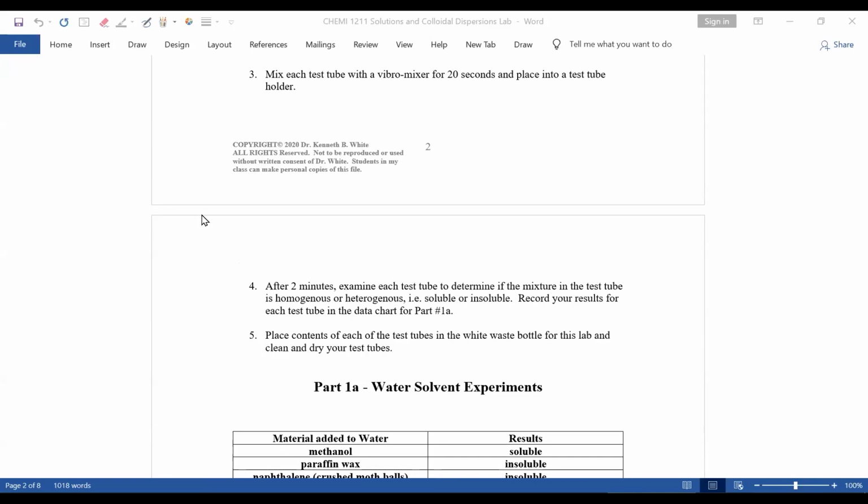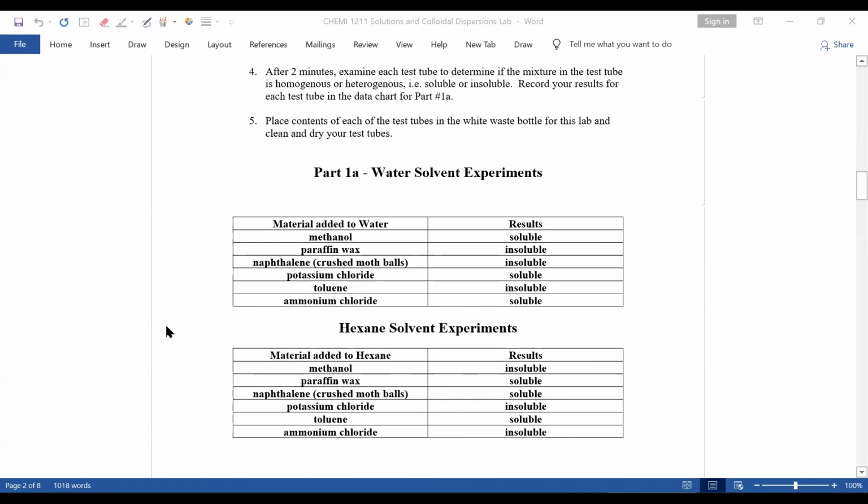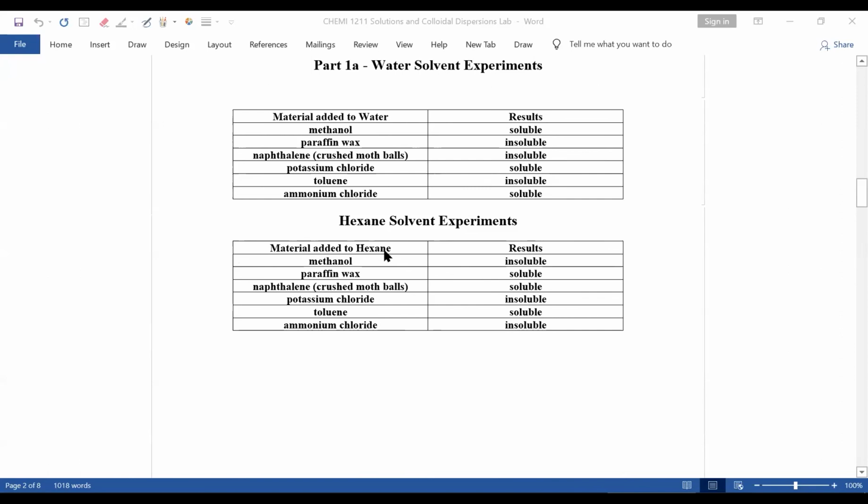Since we're online, you're not in the lab, oh, look, you did it already. And notice when you add the methanol to water, it's soluble. Paraffin wax is insoluble, and you can look at the rest on your own. In hexane, when you add methanol to hexane, now it's insoluble, and paraffin wax is soluble, and you can look at the rest. That's part 1.